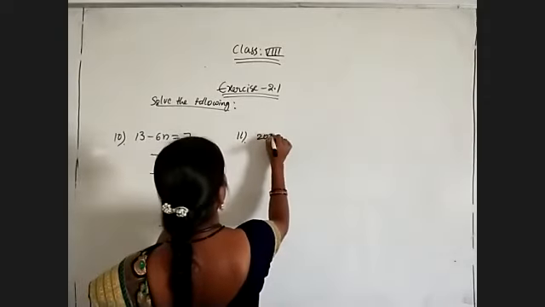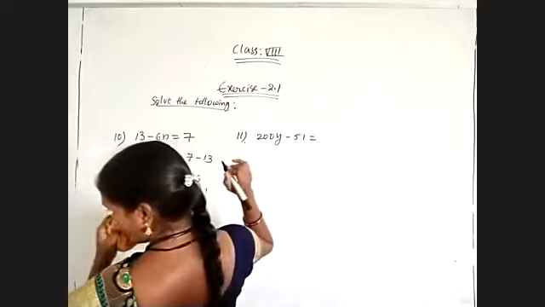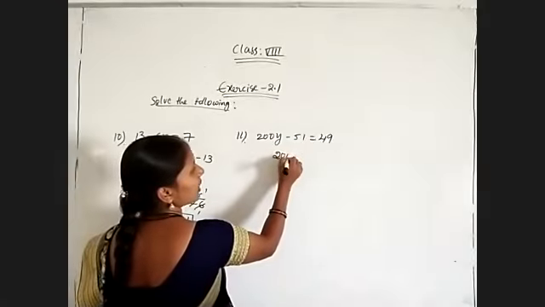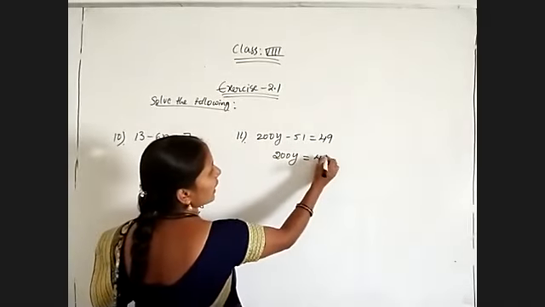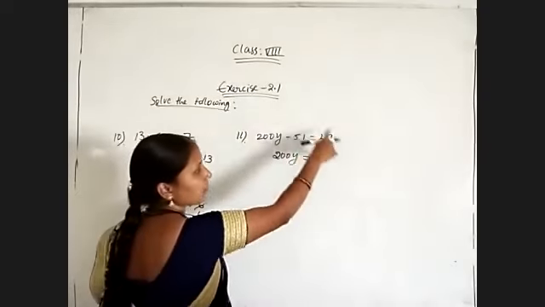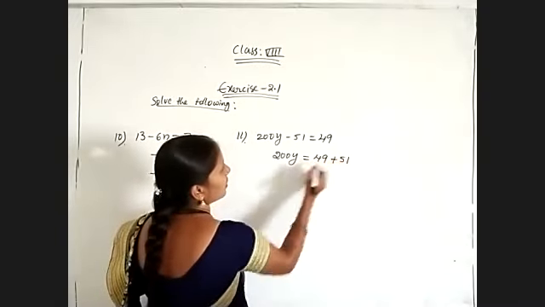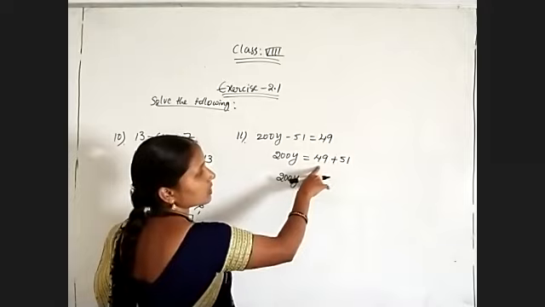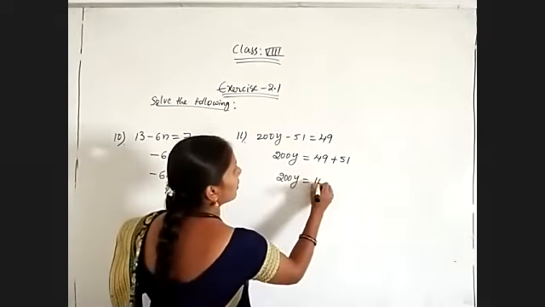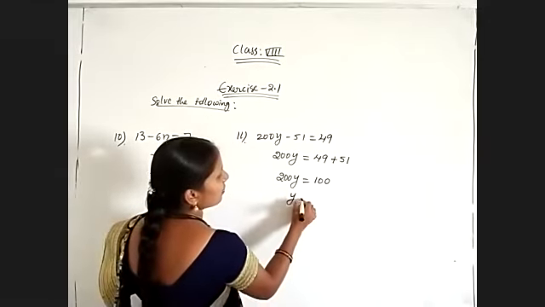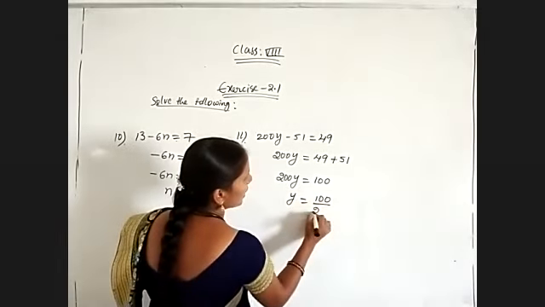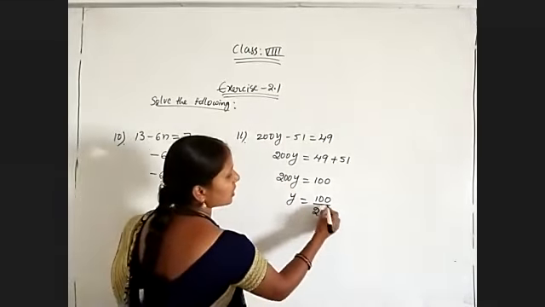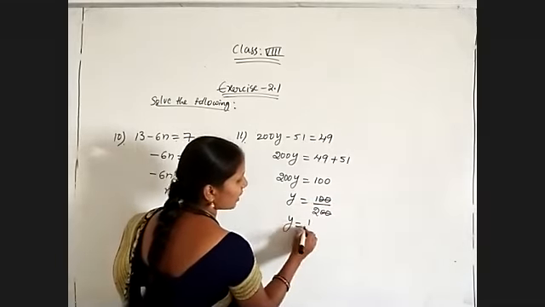200y minus 51 is equal to 49. Now we need to find the y value. So 200y here only we will keep, and 49. The extra value is minus 51. By bringing this side it will become plus 51. So 200y is equal to, simplify this one first, 51 plus 49, 100. So y is equal to 100 by 200, because here 200 is in multiplication. So the 2 zeros will get cancelled. y is equal to 1 by 2.